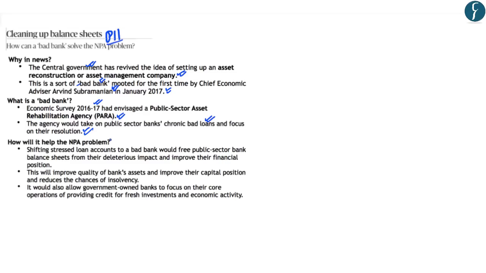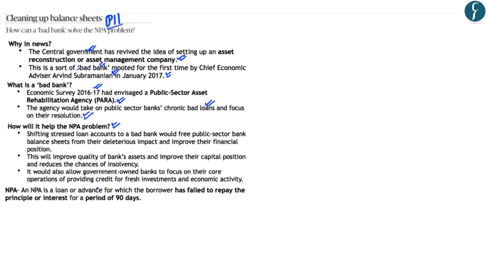Now the third aspect given in the FAQ of the article is how will the bad bank help with the NPA or the non-performing asset problem. Before moving forward, you should first understand what an NPA is. An NPA is a loan or an advance on which the borrower, the person or the company who has taken the loan, has failed to repay the principal or the interest for a period of 90 days. And the bad bank is intended to solve this NPA problem.